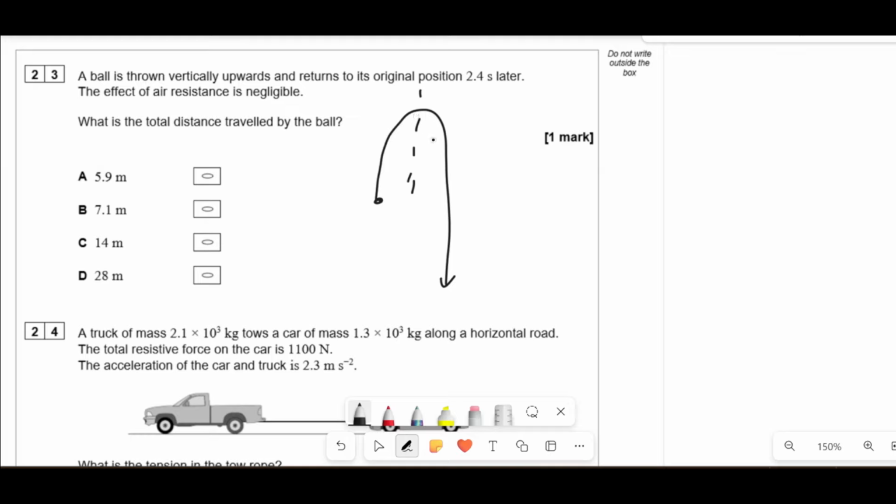So in this circumstance, SUVAT: S is what we're looking for, U we don't know, V is going to be 0, A is minus 9.81, and T is going to be, well, we're going to assume that it's going here, and then it stops, and then it comes back down at its original position, which would be here. Doesn't necessarily mean it has to hit the ground. So that's going to be 2.4 seconds halved, so it's going to be 1.2 seconds.